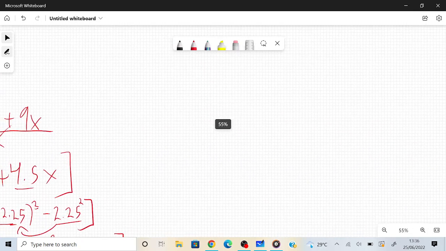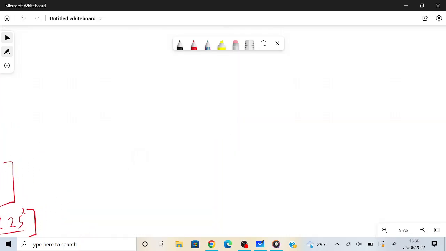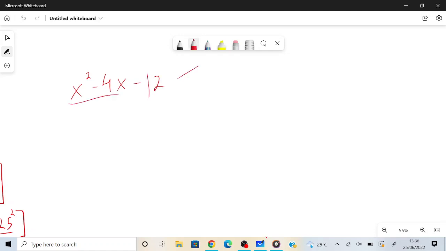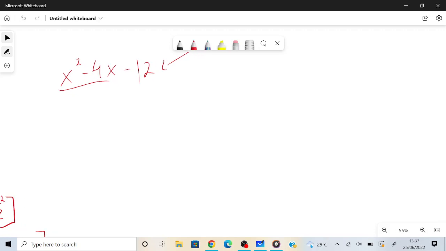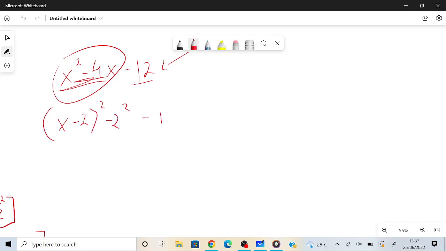Moving on to the next example. This is a bit different, but let's go through it. It says x squared minus 4x minus 12. Now, we are familiar with this part of the equation, but this time we have a whole number independent of the term of x. So what we can do is we can simply complete the square as normal for this and just keep this as a constant. Just keep it aside, we'll use it later. So completing the square of this, we know this is x minus 2 squared minus 2 squared minus 12.